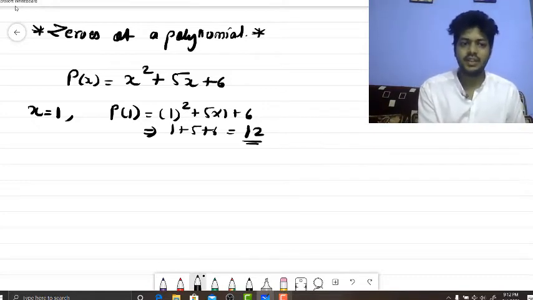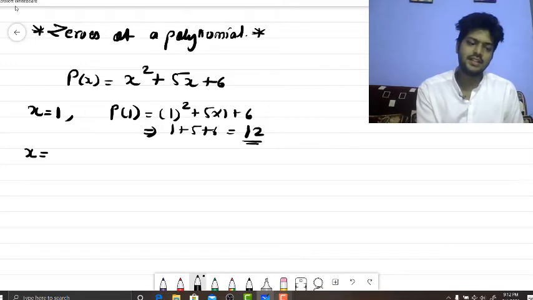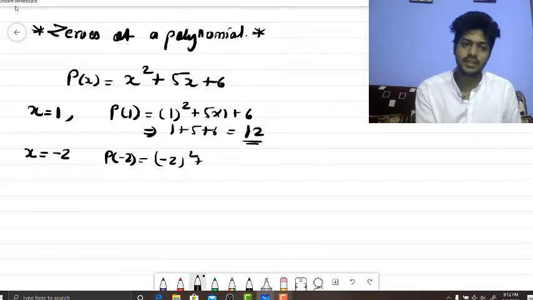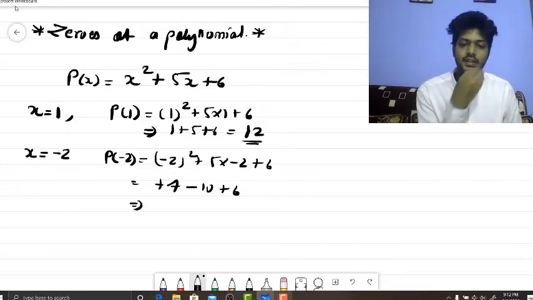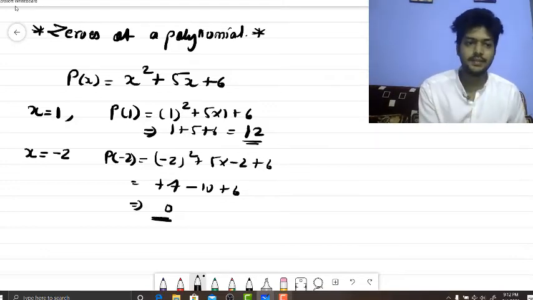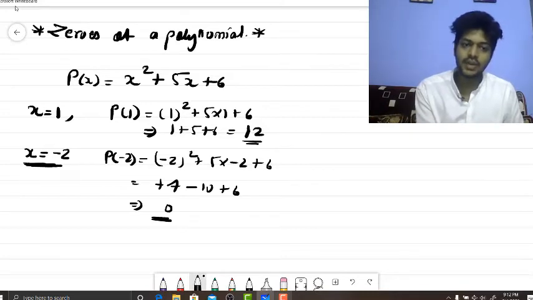Now let's say I give you another value of the variable. I ask you to find the value of the expression at x equals minus 2. So let's repeat the same steps as earlier. Minus 2 square plus 5 into minus 2 plus 6: 4 minus 10 plus 6, and here we get 0. So you can see when we put x equals minus 2, we get the entire value of the expression as 0. So this particular value is called the zero of a polynomial.